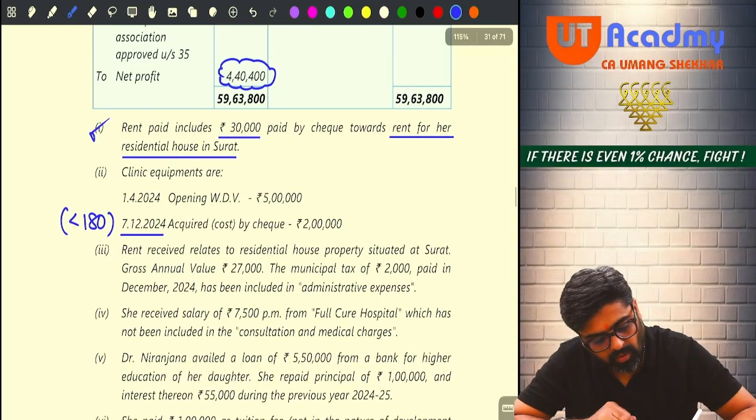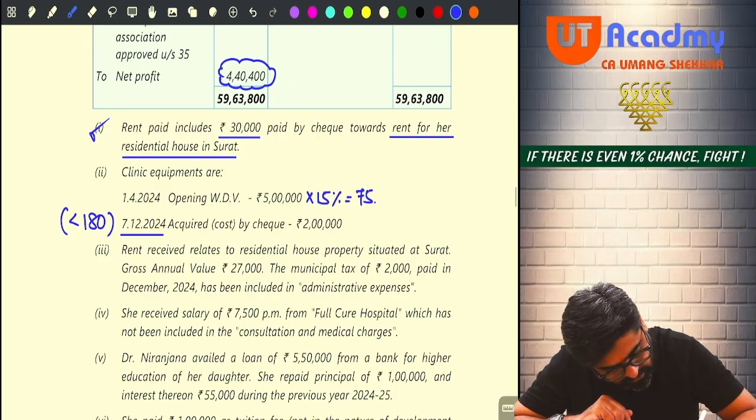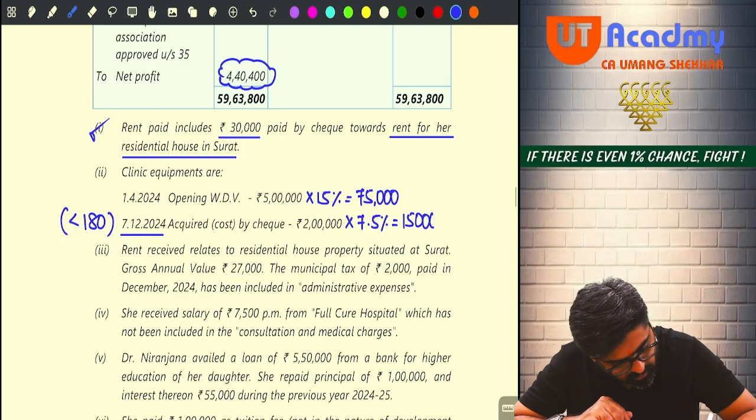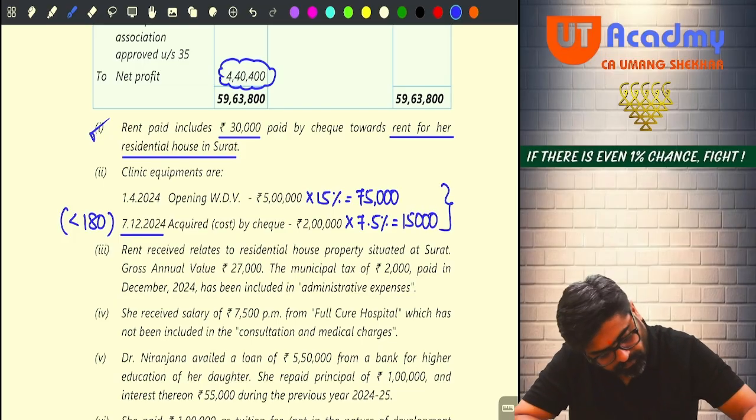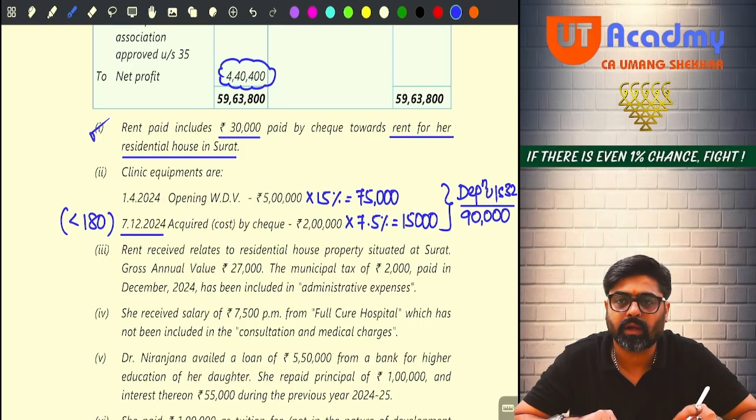Okay. So apply full rate 15%. That will be 75,000. And on this apply half rate 7.5%. You are going to get 15,000. 15 plus 75 will give you 90. So the depreciation under section 32 is how much? 90,000. Now tell me one thing, is this 90,000 recorded above?